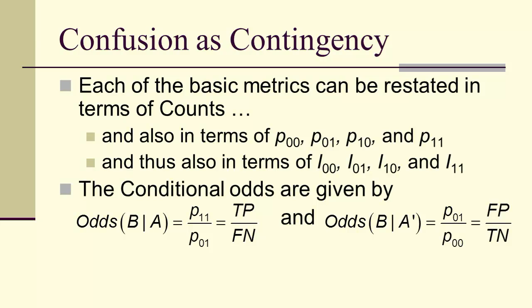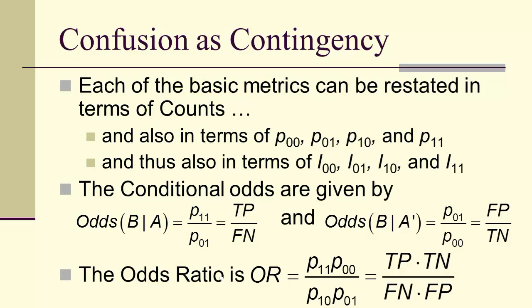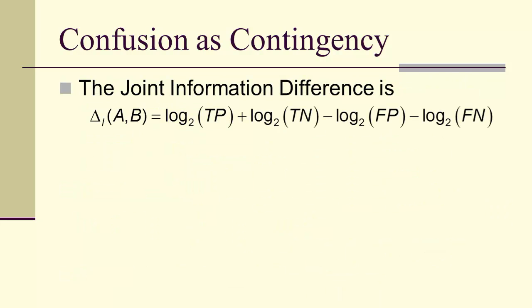So conditional odds are given by P11 over P01, which is true positive over false negative. And the odds of B given A prime is false positive over true negative. And therefore, the odds ratio is the true positives times the true negatives over the false negatives times the false positives. The joint information difference is these logarithms. The joint information difference states this confusion matrix idea in terms of information in bits as shown here, or in nats if we use the natural logarithm.